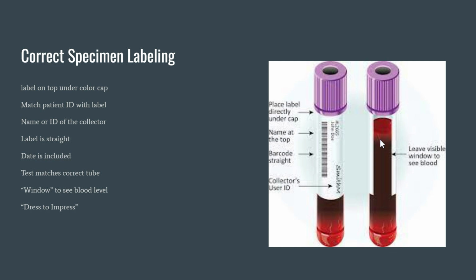Like I said, you should always make sure it reaches the top. The label should be near the cap. It should be straight with the patient's identifiers, the right patient by matching the name band with the name, and you want to see a window like this one where you can see the blood through it. A good way to remember is dress to impress.